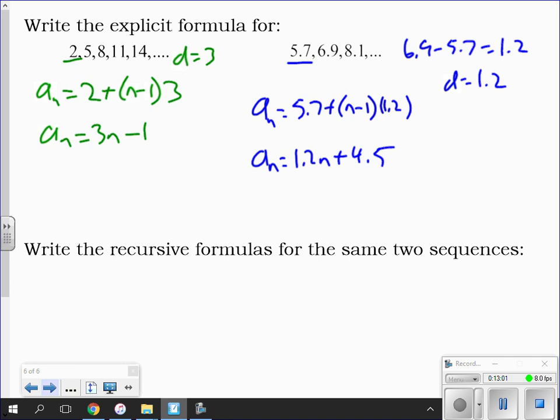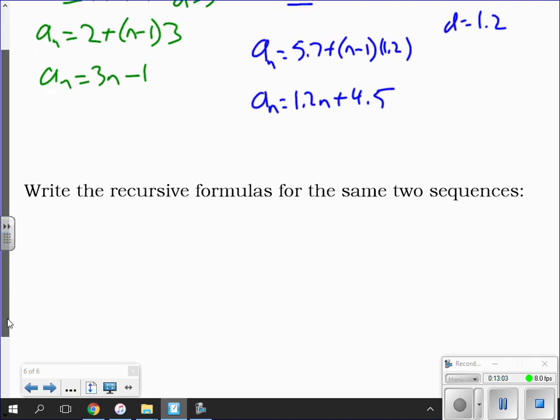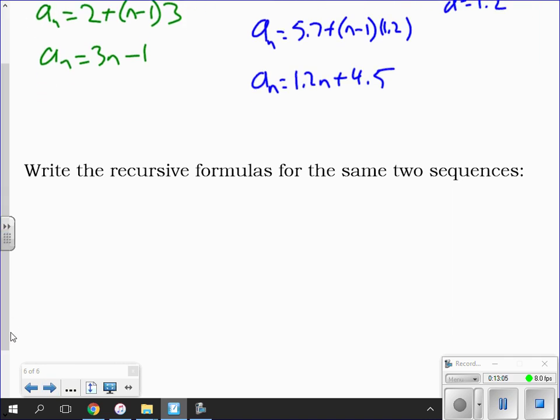Okay, and the recursive formulas are the same thing. They're actually even easier. You still need the same things for them. You need the first term, A sub 1. Well, my first term is 2. And then what am I adding each time? A sub n is A sub n minus 1 plus 3, because I'm adding 3 each time.